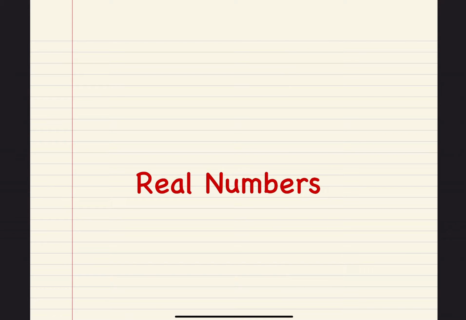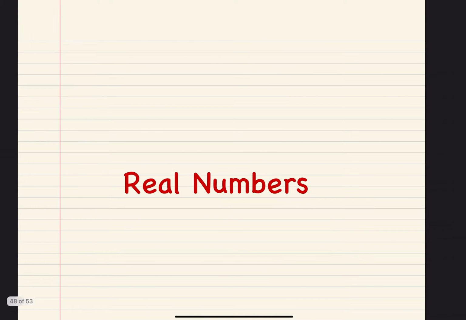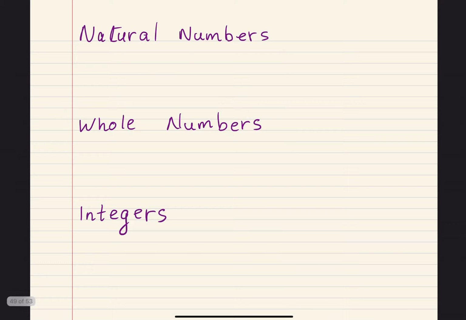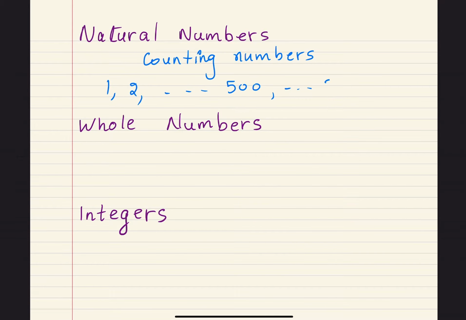There are many types of numbers that come under real numbers. One is natural numbers. Natural numbers are the numbers used for counting. So counting numbers we call natural numbers. What are the numbers we use for counting? We use 1 as a counting number, 2 another counting number, 500 that is also a counting number, maybe 2010 that is also a counting number, etc. Any number that is used for counting we call a natural number.